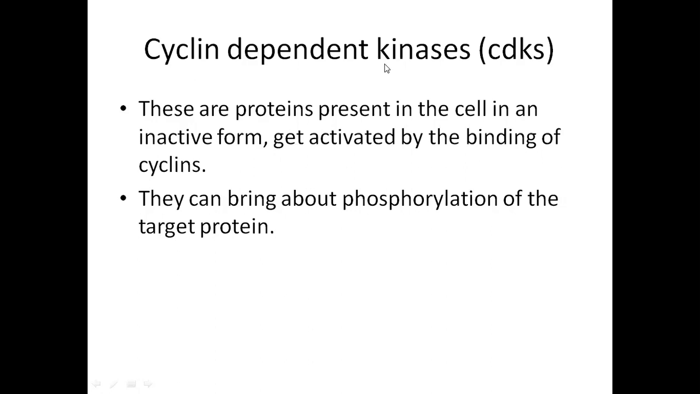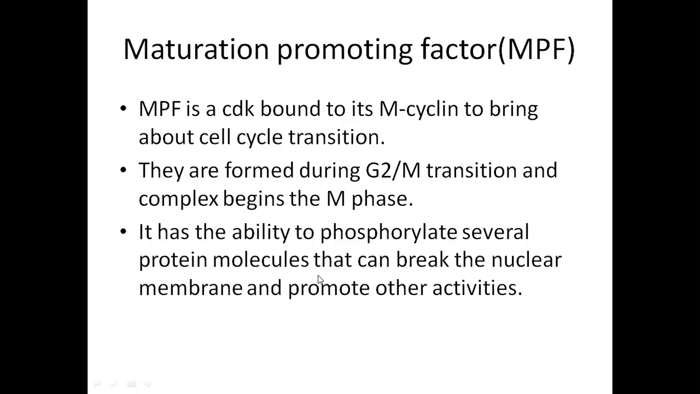Now, what about CDKs? CDKs, or cyclin-dependent kinases, are proteins usually present in the cell, but they are present in an inactive form. Attachment of the cyclins to the CDKs will activate them. A complex of cyclin-CDK can bring about progression in the cell cycle. Being kinases, they perform the function of phosphorylation of target proteins and help the cell to proceed through the different stages of the cell cycle.